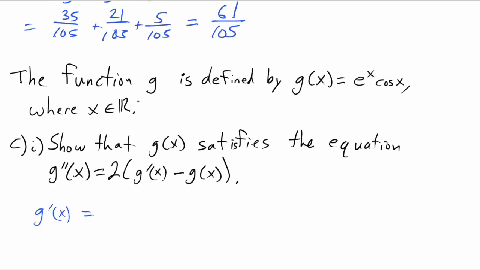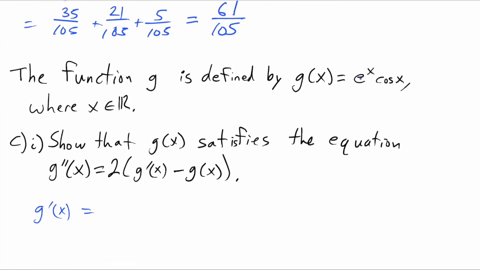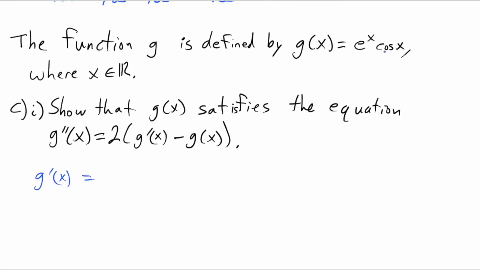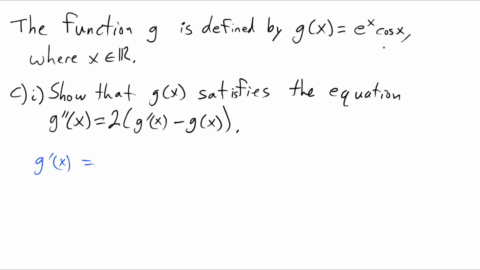The first derivative, so remember our function is e to the x cosine x. So for the first derivative, we have to use the product rule. The derivative of e to the x is just e to the x. That was easy. And the derivative of cosine is actually negative sine. So let's do negative e to the x sine x. And next, second derivative.